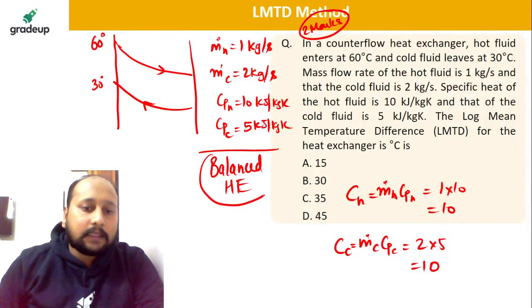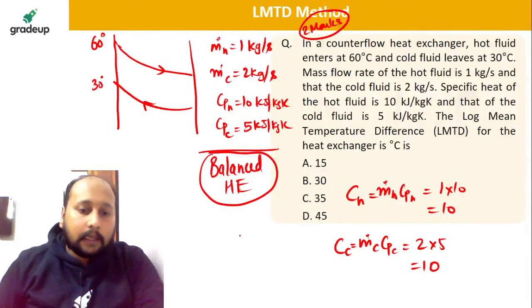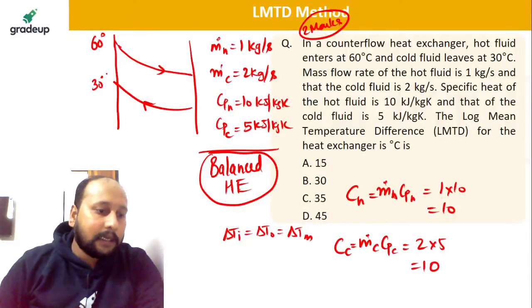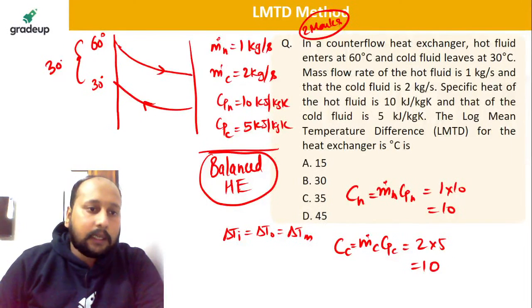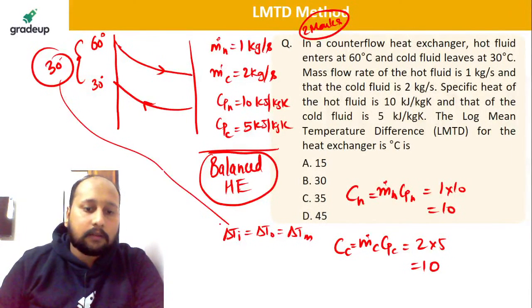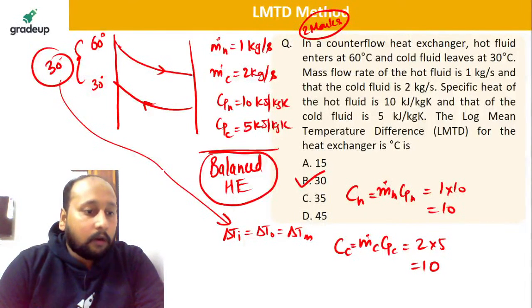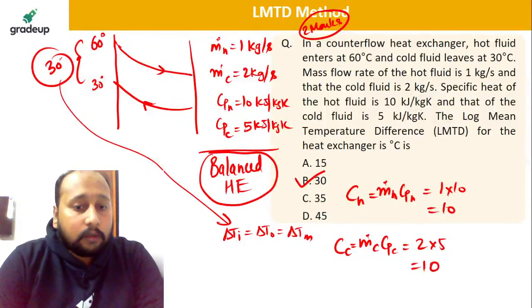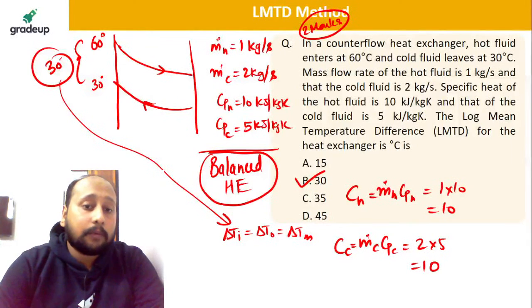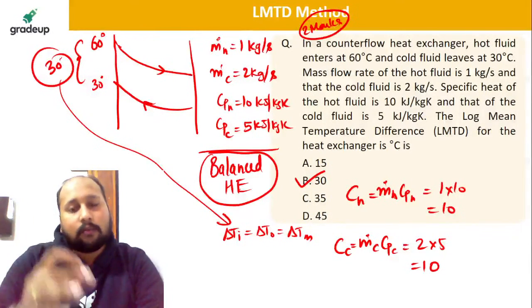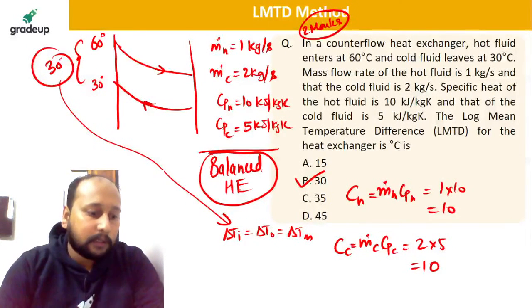For a balanced heat exchanger, just now we have seen that delta Ti is equal to delta To is equal to delta Tm. So directly this is 30 degree. So you can place this 30, E is the correct answer. Already we have seen that if we are talking about a balanced heat exchanger, we'll be getting delta Ti is equal to delta To is equal to LMTD. That is why they have only given 2 temperatures.